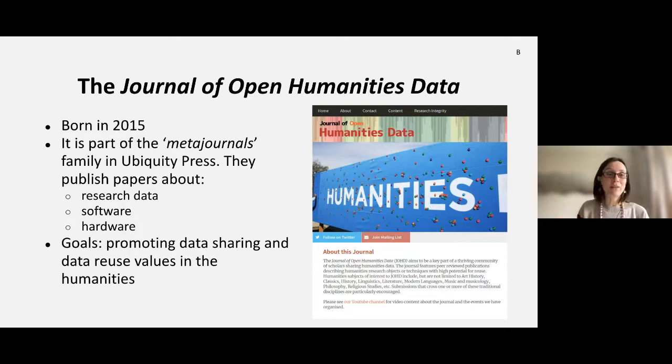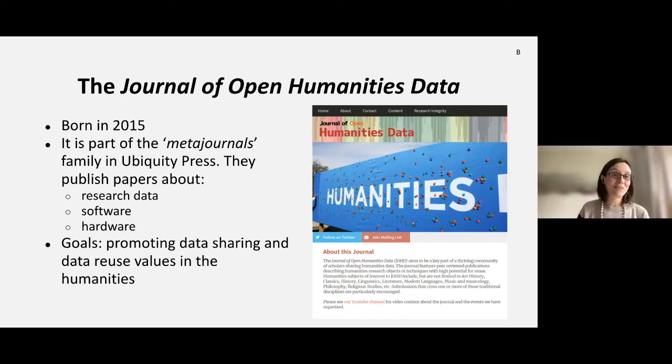And so they launched these journals that they called meta journals, because they complement traditional journals and they focus on certain elements of the research process. So data, but also software. Ubiquity Press also publishes the Journal of Open Research Software, for example, and they have code papers there. And so the goal of the journal was to promote data sharing and data reuse values in the humanities. It was recognized that there was a need in the community to push in that direction, and so that was the main motivation.